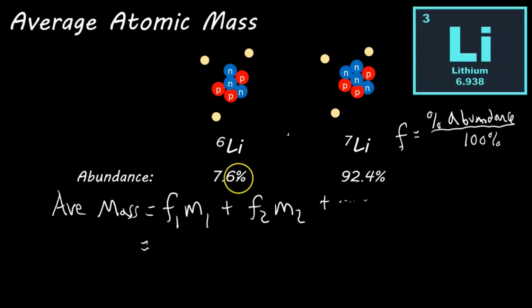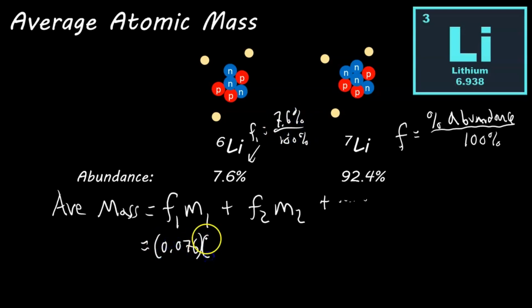So the fractional abundance, here F1, is 7.6% divided by 100%, which is 0.076, no units, times the mass. That's just the mass number of 6. Now technically it's 6 unified atomic mass units. I have a video introducing unified atomic mass units, but we could just put 6 there if you want. And then the fractional abundance of the second one is 0.924 times its mass, which is 7 u.